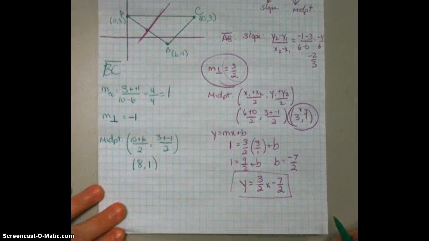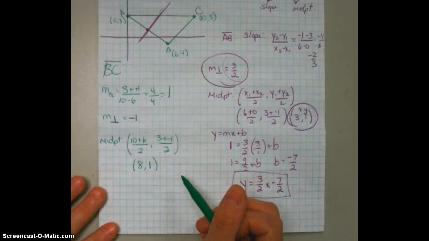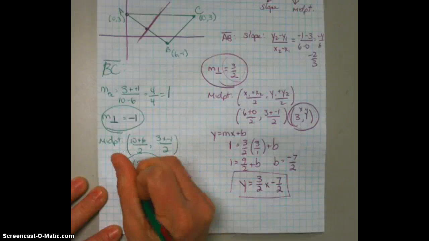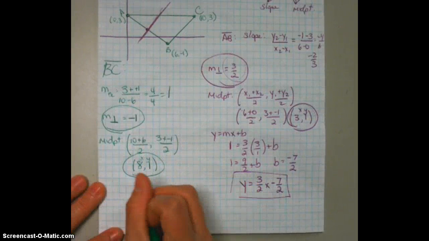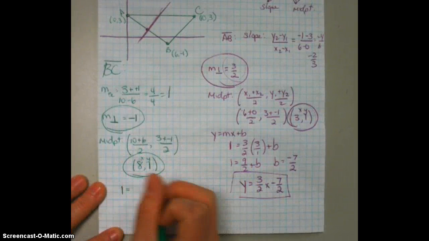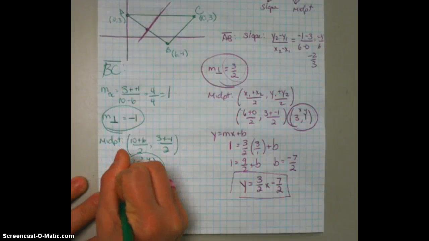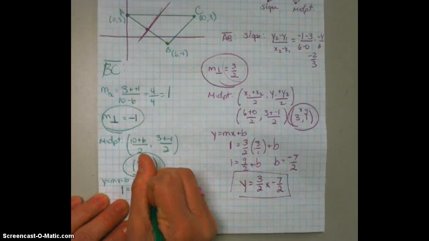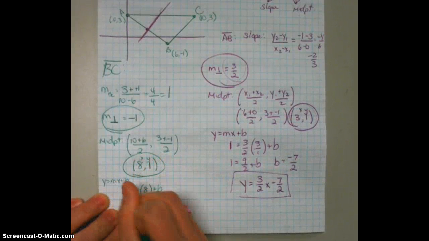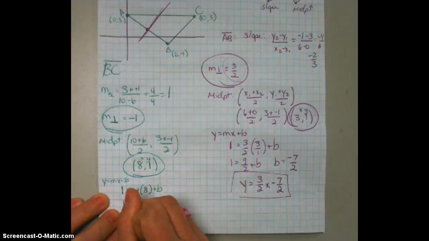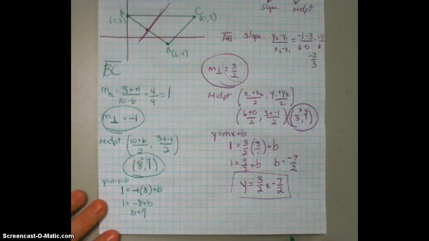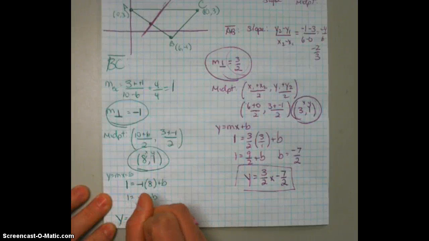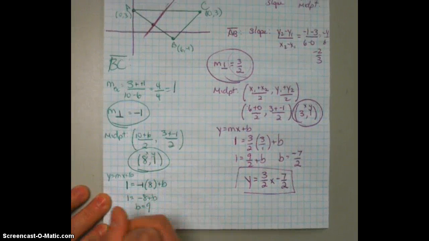And again, we need to find the equation of this line, okay? So here's my m that I'm going to be using, and here's my x and y I'm going to be using. So 1 equals, and this is in y equals mx plus b, right? So 1 equals -1 times 8 plus b. So 1 equals -8 plus b, so b equals 9. So the equation of this perpendicular bisector is y equals -x plus 9.